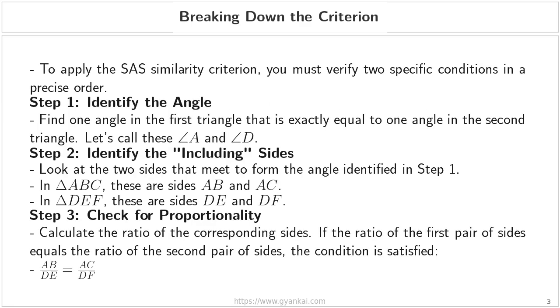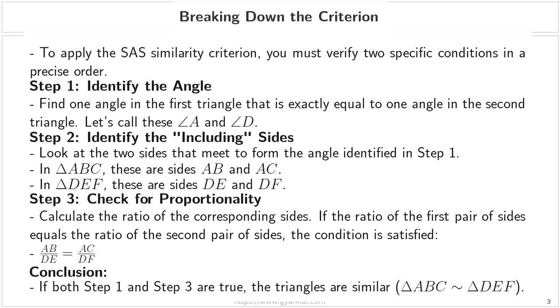Next, we move to step 3. Check for proportionality. This is where we move from equality to ratios. You need to calculate the ratio of the corresponding sides. We check if the ratio of the first pair of sides equals the ratio of the second pair. Mathematically, we are checking if AB divided by DE equals AC divided by DF. If these two fractions result in the same value, then the condition for proportionality is satisfied.